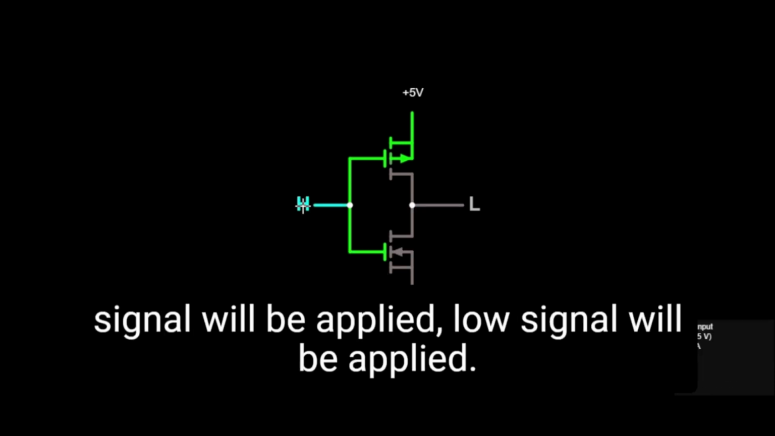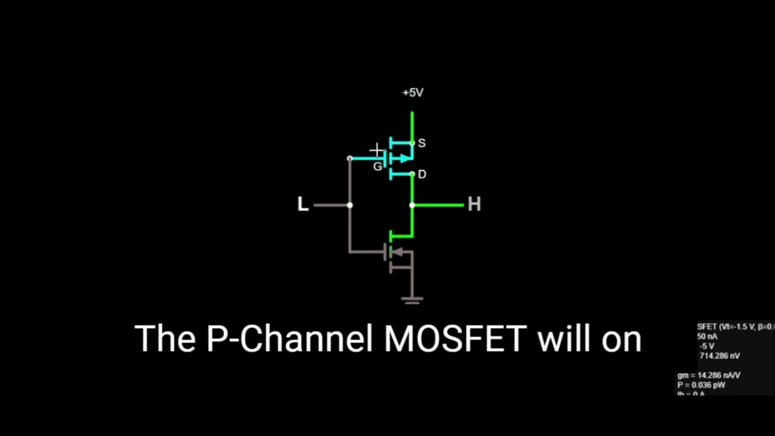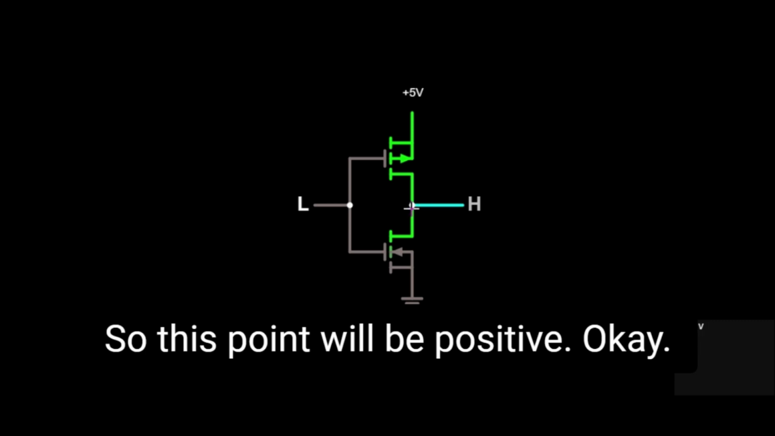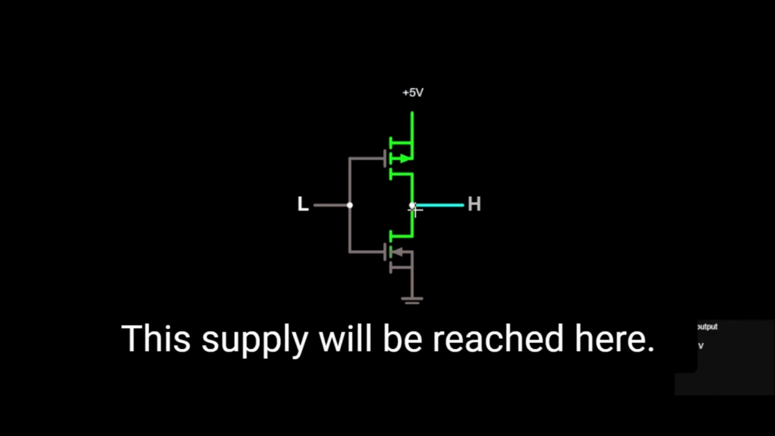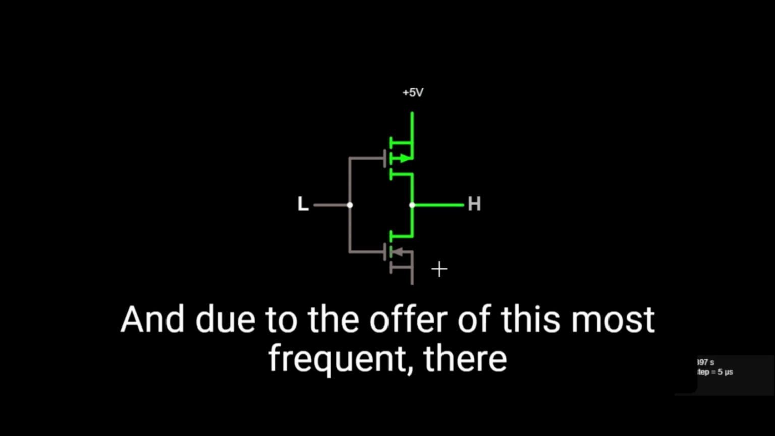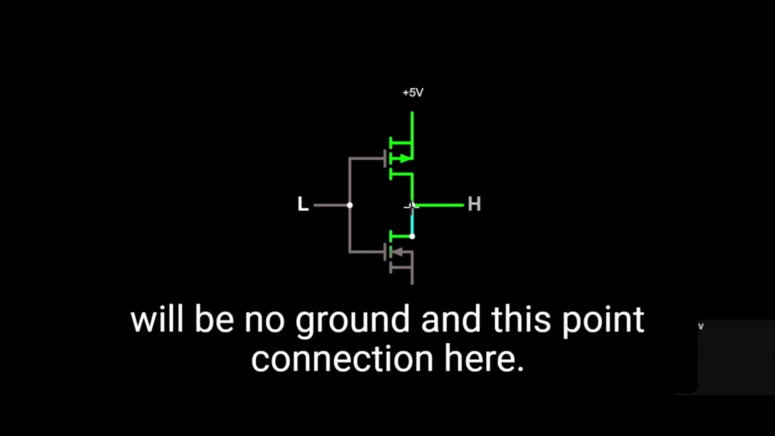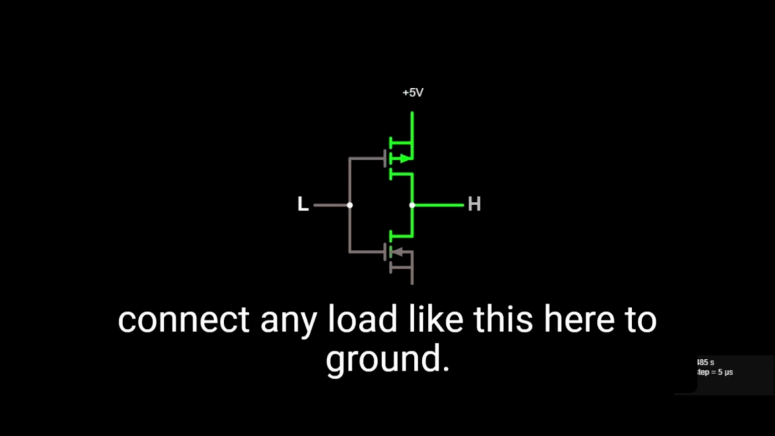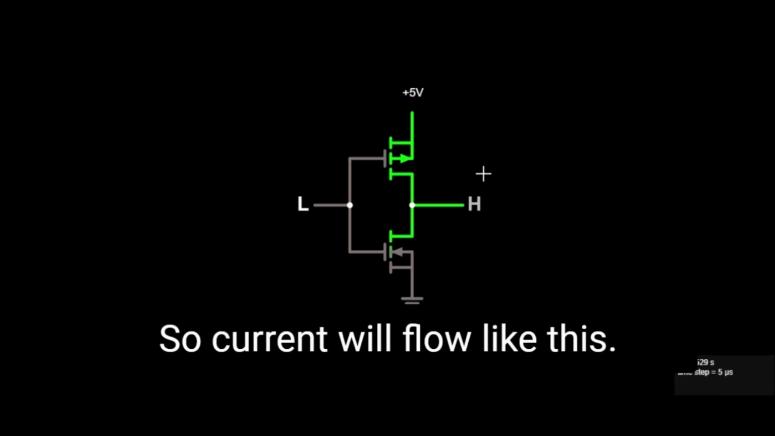And when the low signal is applied, what will happen? The P-channel MOSFET will be on and the N-channel MOSFET will be off. So this point will be positive. Okay, this supply will reach here, so it will be high. And due to this MOSFET being off, there will be no connection between ground and this point. So current will flow like here. If you connect any load like this here to ground, current will flow like this.